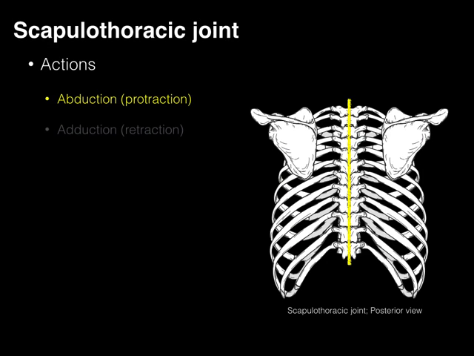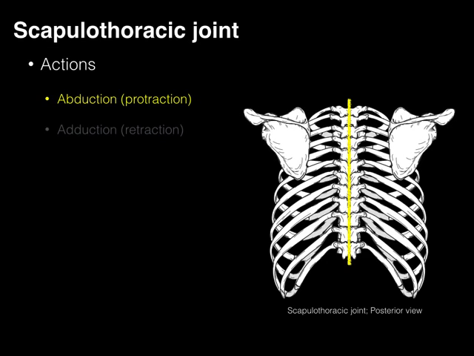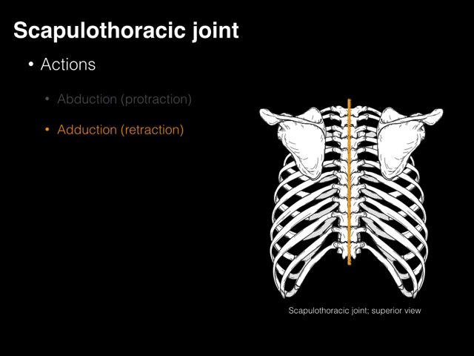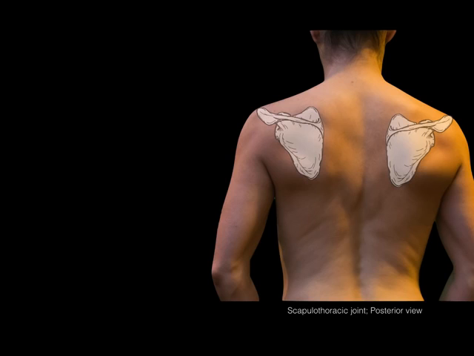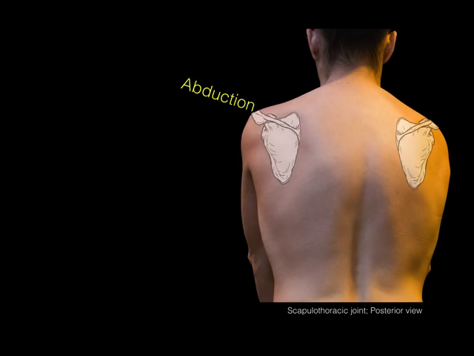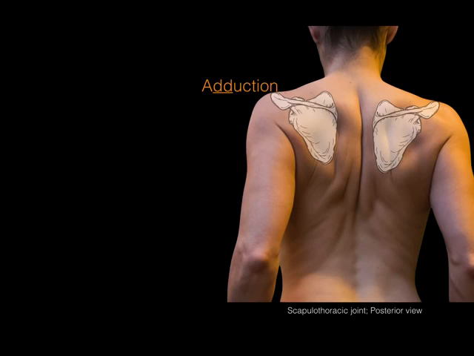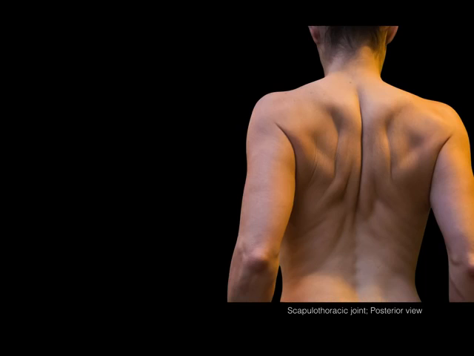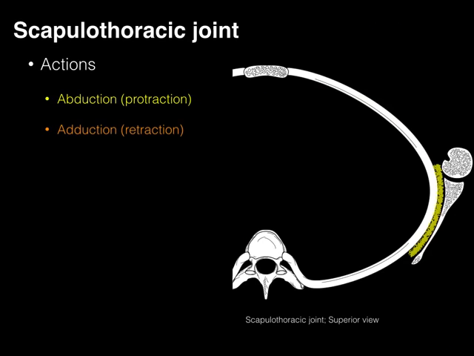Now here we've got the abduction of the scapula, where that yellow line's the midline. Abduction is movement of the scapula away from the midline. Adduction, you add to or you move the scapula towards the midline. Okay, in surface anatomy, there we have abduction, adduction. Abduction, adduction of the scapulae, or the scapulothoracic joint.